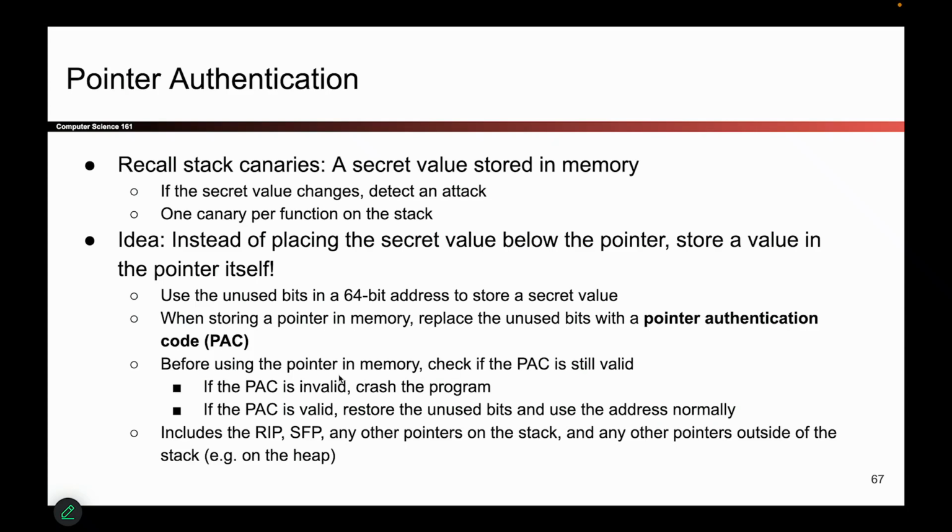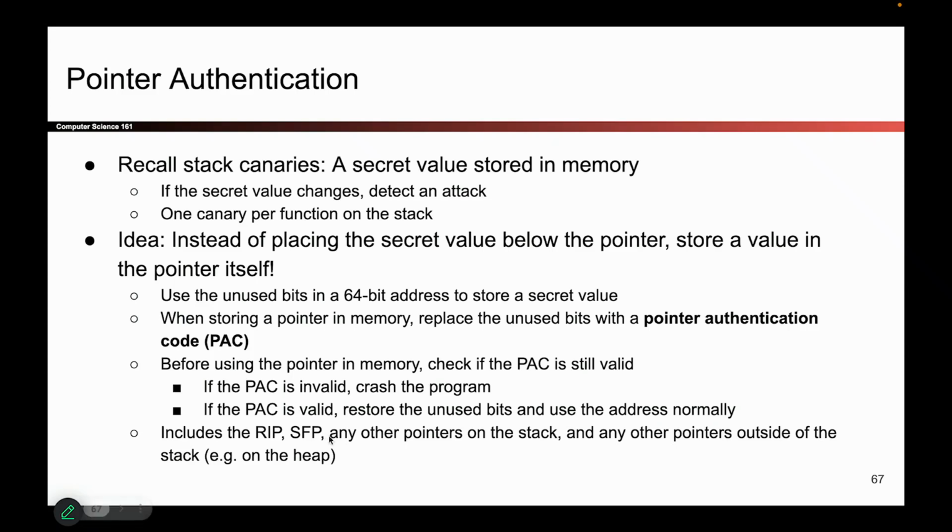If you ever use that address, for example, the program tries to dereference that address and go there and do something, then the operating system will check if the canary value, which we'll now call the pointer authentication code, is still valid. If it's valid, then go to that address: replace the canary bits with all zeros, read that as an address, and go there. But if the pointer authentication code is invalid, someone changed it, so crash the program.